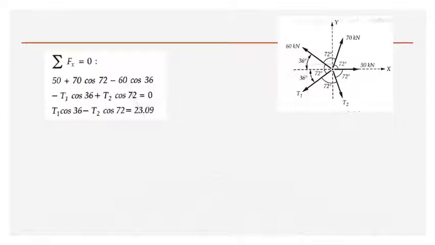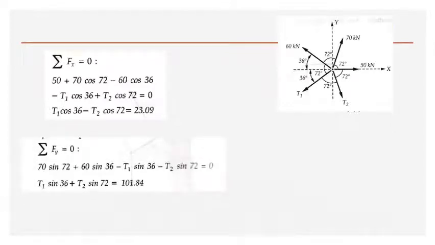So here the angle between the 60 kilonewton and T1 is 72 degree. So what is the angle with the horizontal? That is 72 by 2, that is 36. Okay, minus T1 cos 36, that is acting towards left, plus T2 cos 72, because 50 is acting horizontally, so the angle between T2 and 50 will be 72 only, is equal to 0. All the 5 forces, horizontal components we have written. So you get the answer as T1 cos 36 minus T2 cos 72 is equal to 23.09.